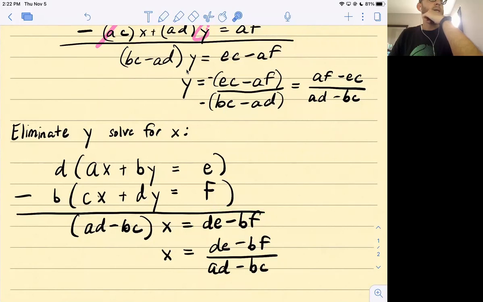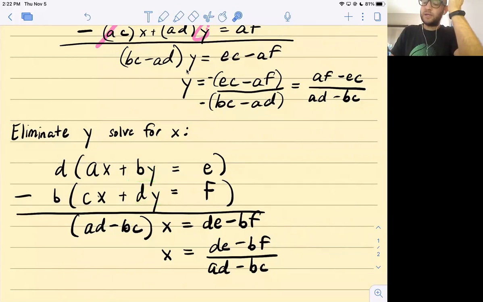Let's see. Kaden, why did you multiply by d and b? Wait, Kaden, very good question. So that's to eliminate, when we want to solve for x, we want to eliminate y. So here there's a by, and over here there's a dy. And unfortunately, I can't just subtract because they're not the same.